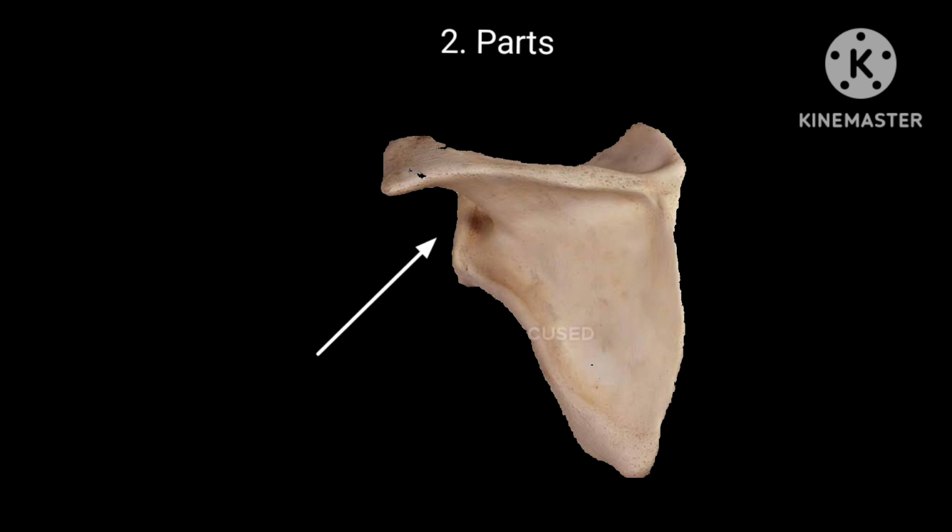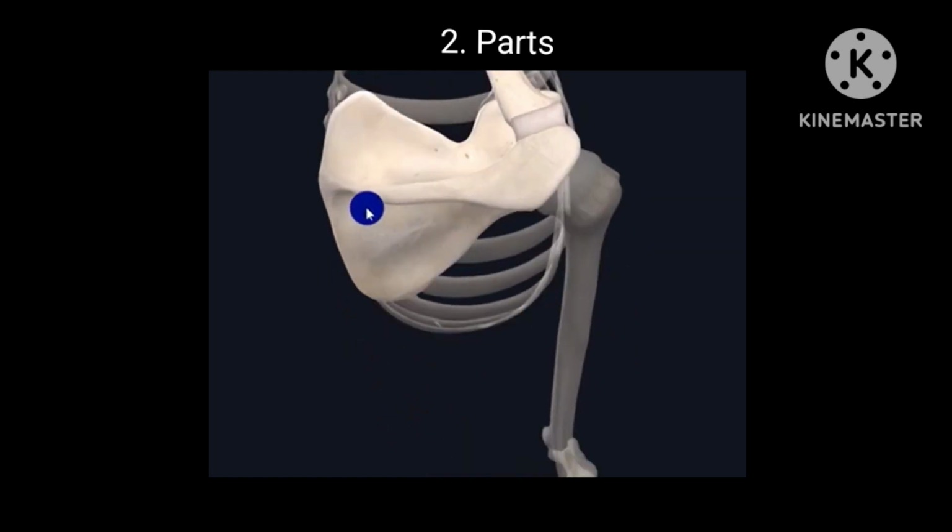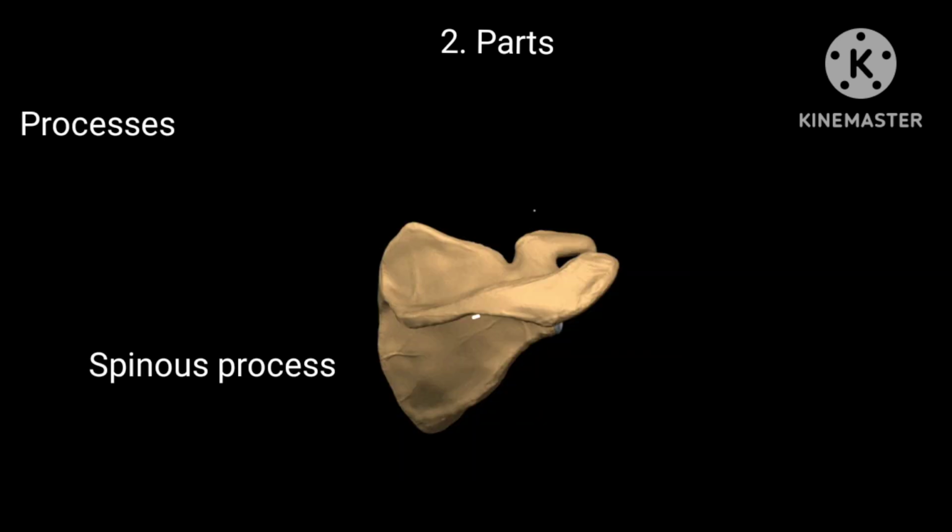The lateral angle is truncated to form an articular surface, the glenoid cavity. The lateral angle is thickened and called the head of the scapula, which connects to the plate-like body by an inconspicuous neck. There are three processes of the scapula: spinous process, acromion process, coracoid process.